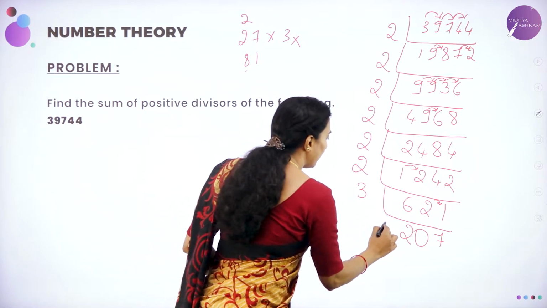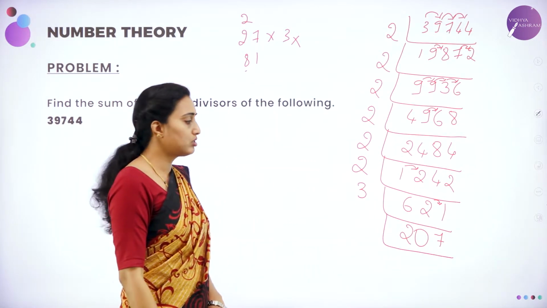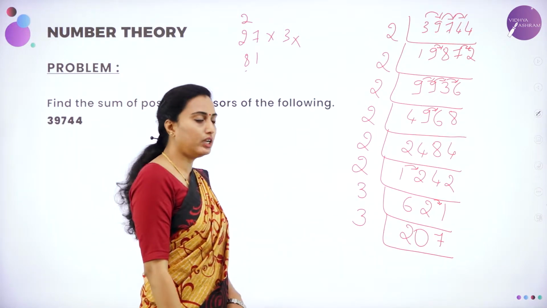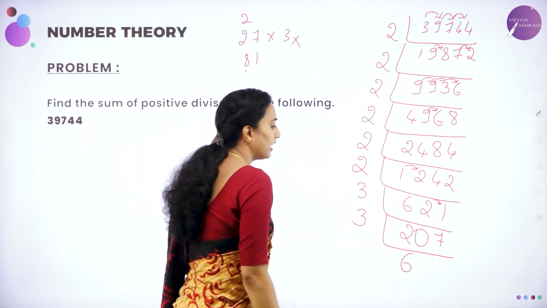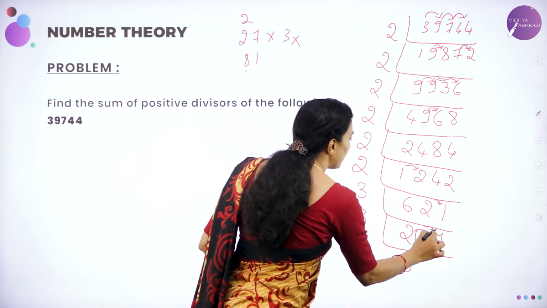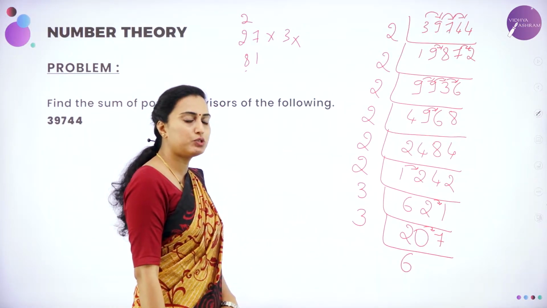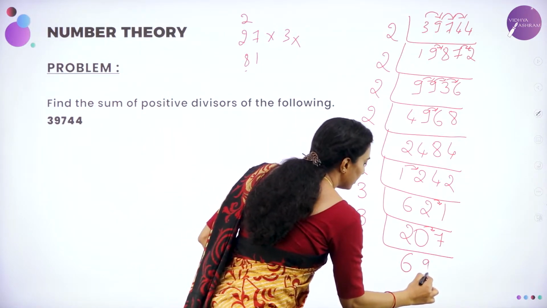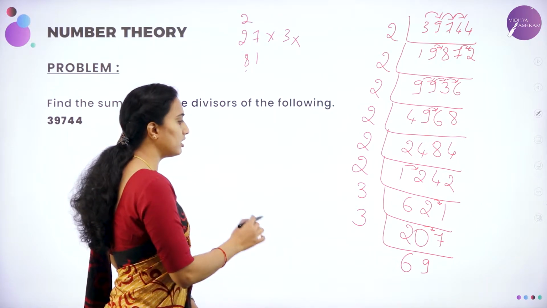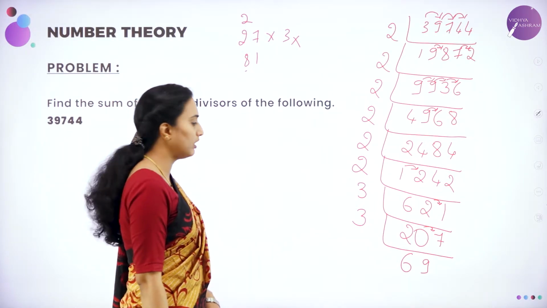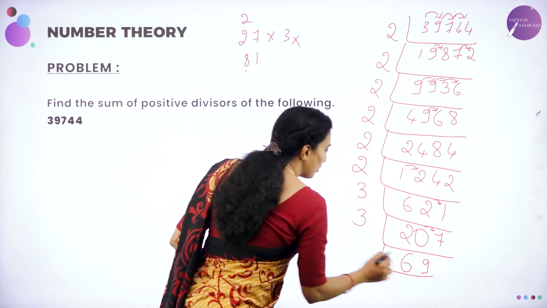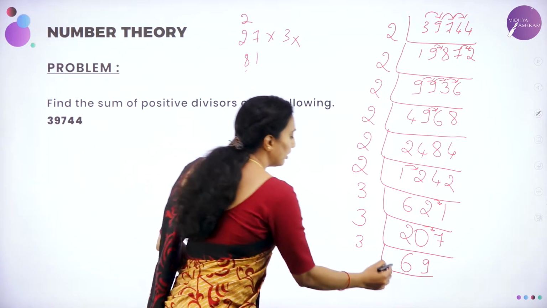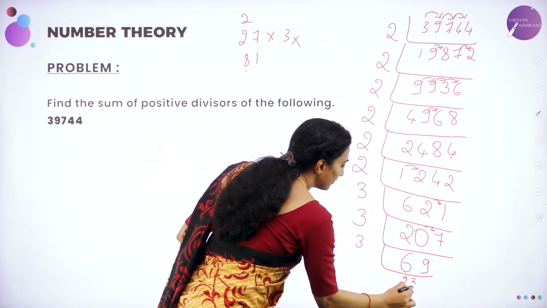So 207, again it is an odd number. So can we try with 3? So it will become what? Yes, 3. So 3 6s are 18. 2 is carried over, which will become 27. 27 will be divided: 9 3s are 27. Correct? But check out here, 69 into 3 is 207. Yes, obviously. So again the number is ending with 3, so again 3, and the number is ending with 9, which will be divisible by 3. 3 2s are 6, 3 3s are 9.